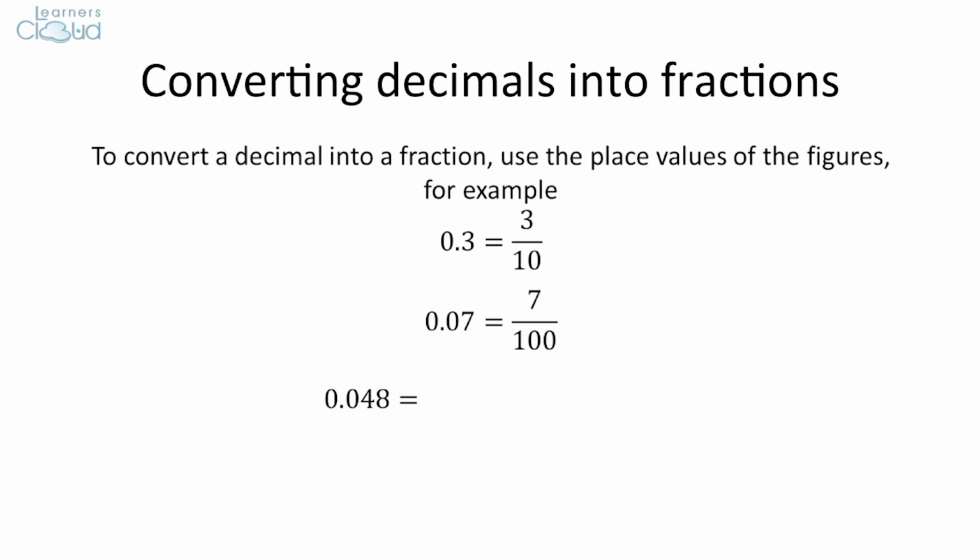0.048, well the 4 is in the hundredths column and the 8 is in the thousandths column. So as a fraction it would be 48 over 1,000. Now this fraction isn't in its simplest form, and you can see that we can keep simplifying until we can simplify no more. So 6 over 125 is our final answer. And it's important to remember whenever you convert something into a fraction to always simplify fully.